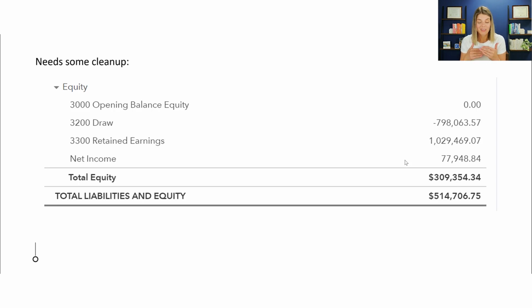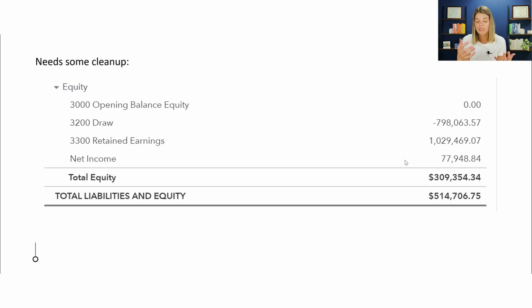And I don't like the fact that those numbers are very large, because it's triggering to me that I don't think that this draw is from this current year. When we're looking at the balance sheet, we want to see that draw being current. What is the current year? How much has the business owner taken from the business?